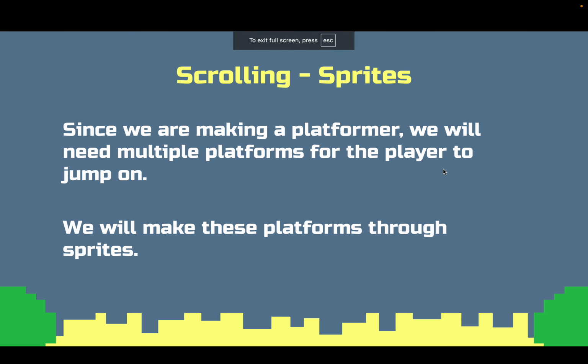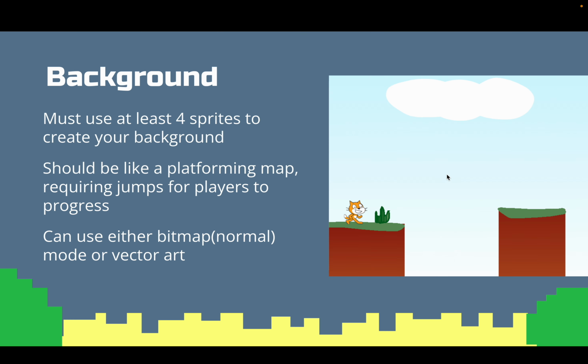All right, so here, scrolling sprites. Since we are making a platformer, that's our big project for this session. We're going to need multiple platforms for our sprite to jump on, and we're going to make these platforms as sprites, so they won't be in our background. For the background, or quote unquote background, these are sprites. We're going to use at least 4 sprites to create our background, and it should be like a platforming map requiring jumps for players to progress.